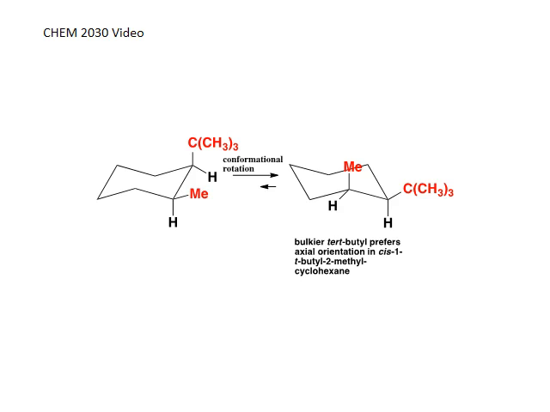And then what we see here now is the preferred three-dimensional structure of the 1 tertiary butyl 2 methyl cyclohexane in the cis stereochemical description or orientation.